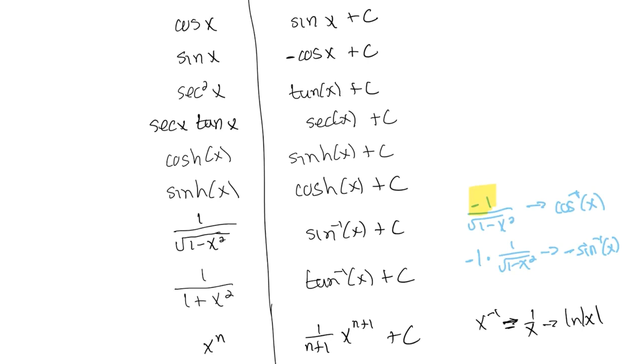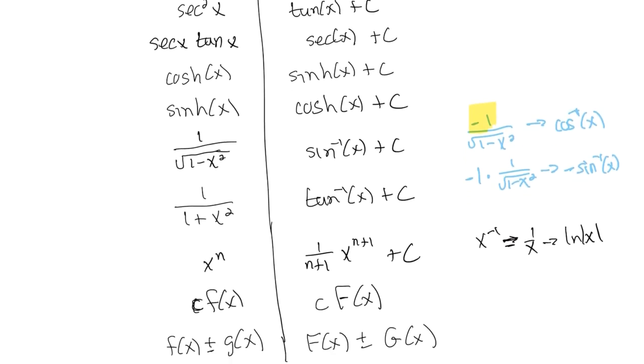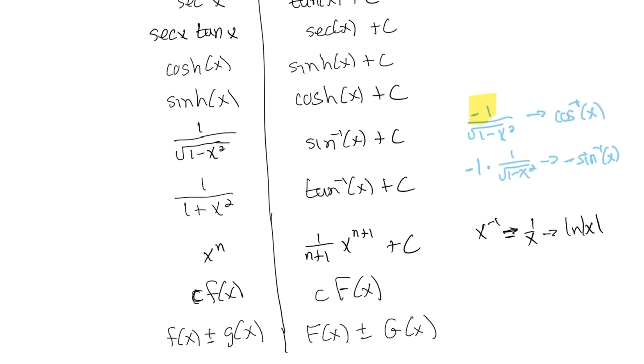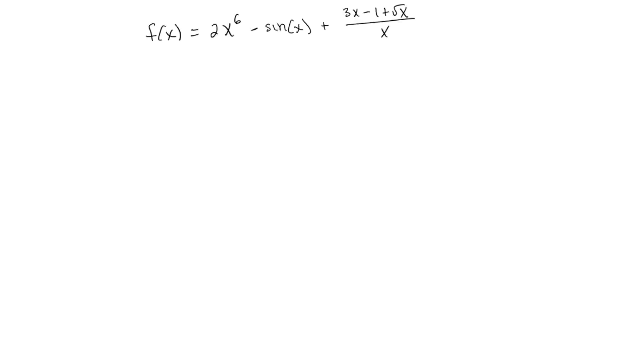And then we have some other generalized rules. If I have a constant times a function, I can, in essence, pull the constant out of the antiderivative process, take the antiderivative, and then multiply the constant back on, just like we did with derivatives. And then the antiderivative of a sum or a difference is the sum or the difference of antiderivatives, just like we had for derivatives. All right, so let's take a look at a little bit more of an interesting example.